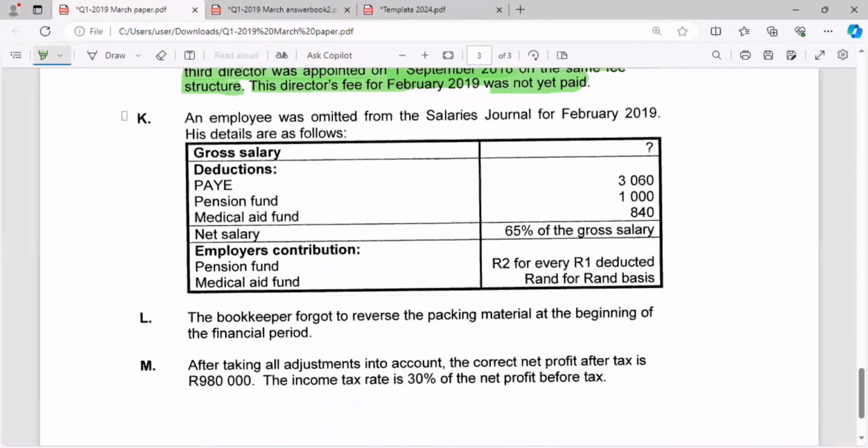Then we have additional information K. An employee was omitted from the sales journal for Feb 2019. His details are as follows. So we are not given his gross salary, and we have the list of his deductions, which includes pay as you earn, pension fund, and medical aid. And we are told that the net salary is 65% of the gross salary. All right. So now this employee was omitted. So this was not recorded in the salaries journal.